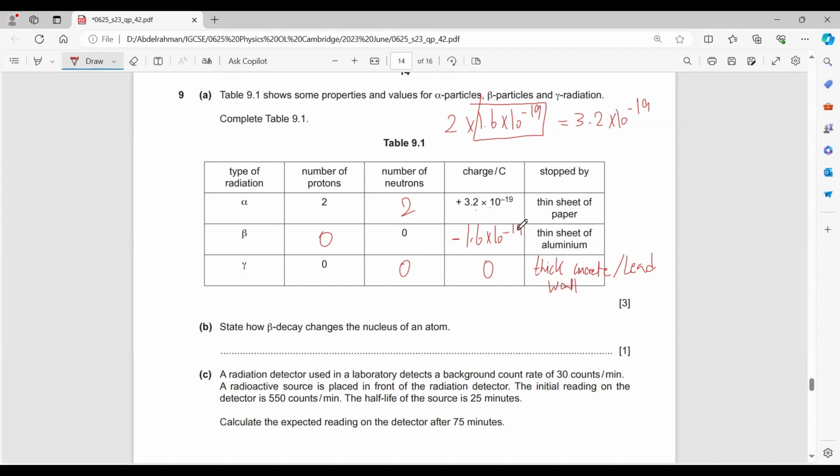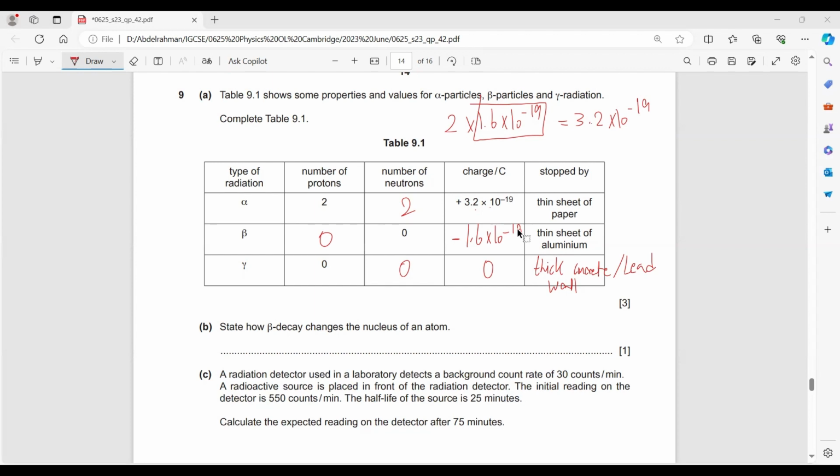How does beta decay change the nucleus of an atom? Any ideas? In beta decay, the proton gains 1, right? The protons gain 1, yes. So then the nucleus is less by 1. What's less by 1 in the nucleus?